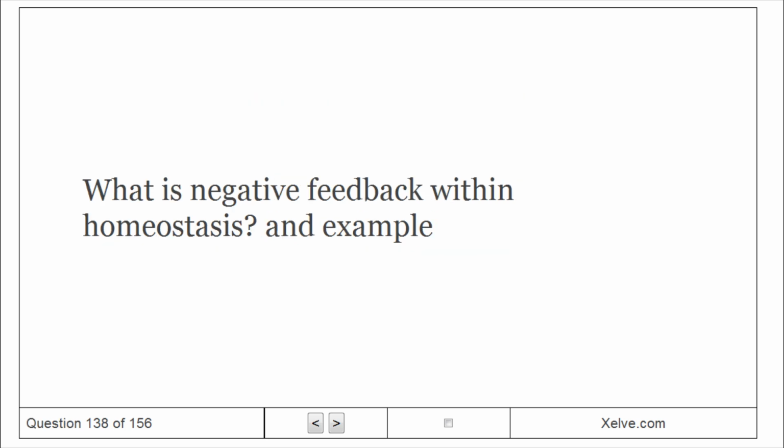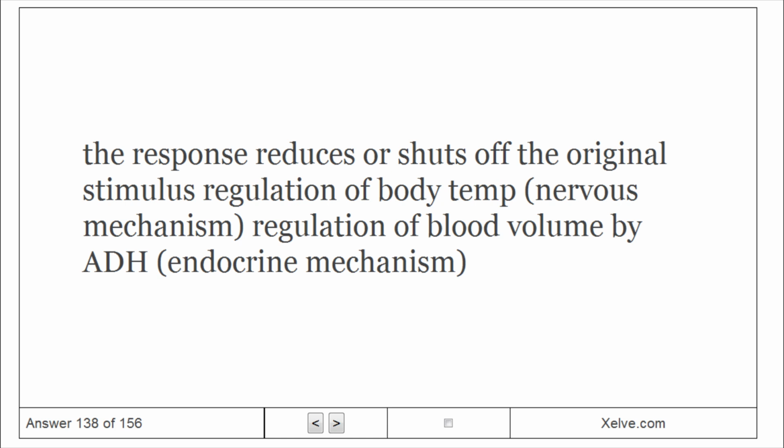What is negative feedback within homeostasis? An example. The response reduces or shuts off the original stimulus. Regulation of body temp, nervous mechanism. Regulation of blood volume by ADH, endocrine mechanism.